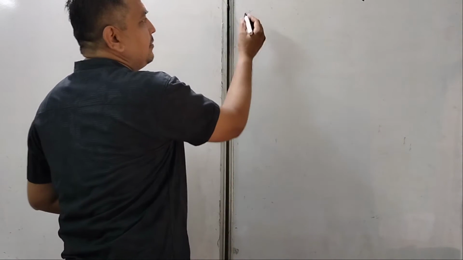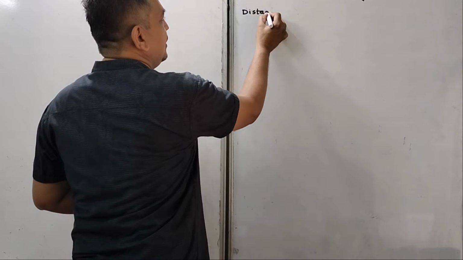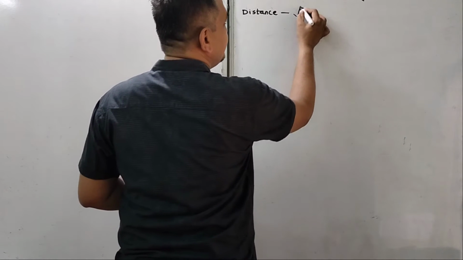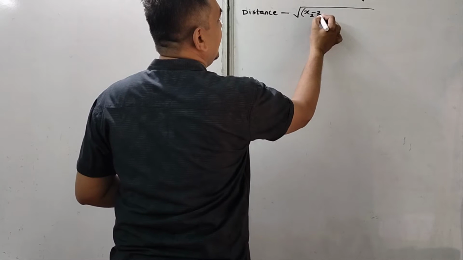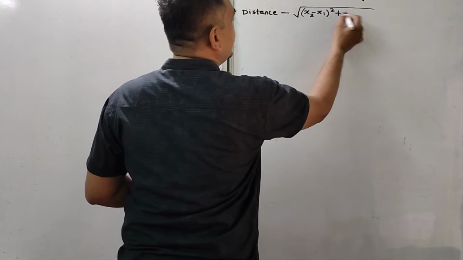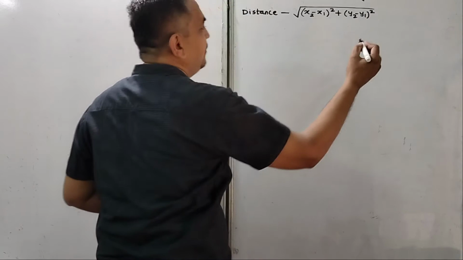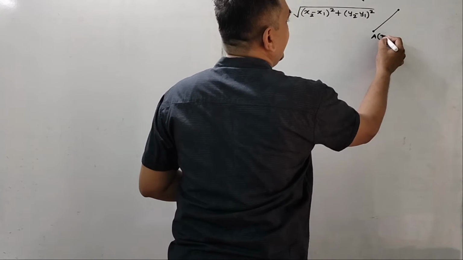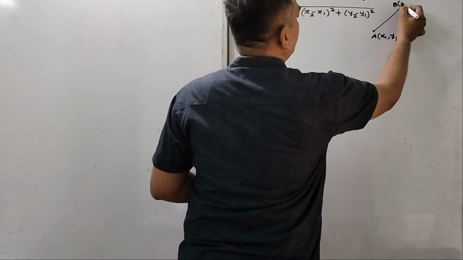Coordinate geometry, first formula. We start with the distance formula, which we have learned in 9th and 10th standard. Distance between two points is given by under root (x2 minus x1) whole square plus (y2 minus y1) whole square, where A and B are 2 points. A is (x1, y1) and B is (x2, y2).